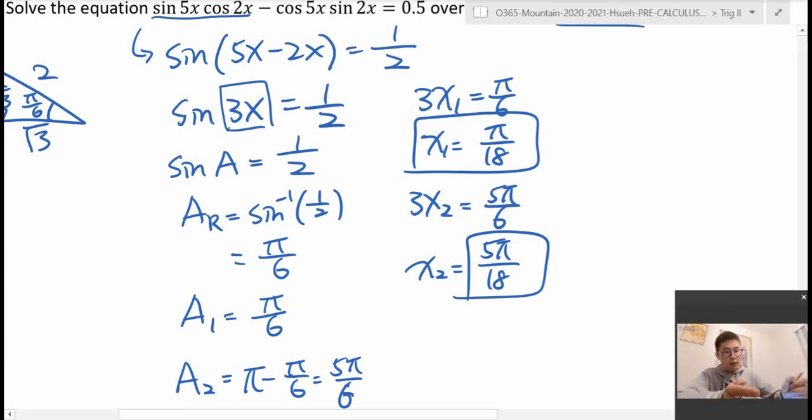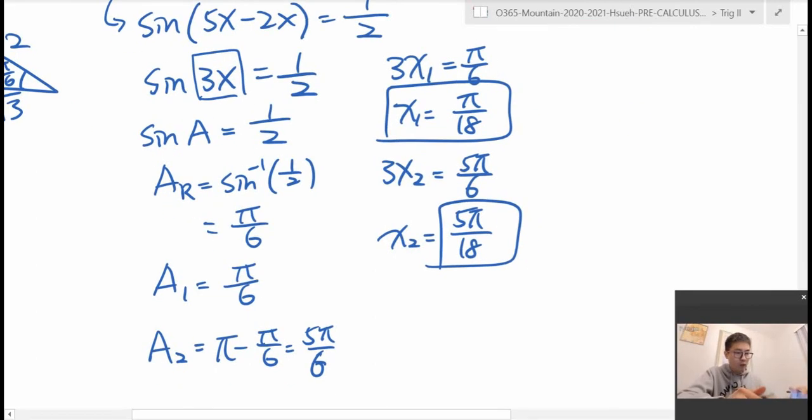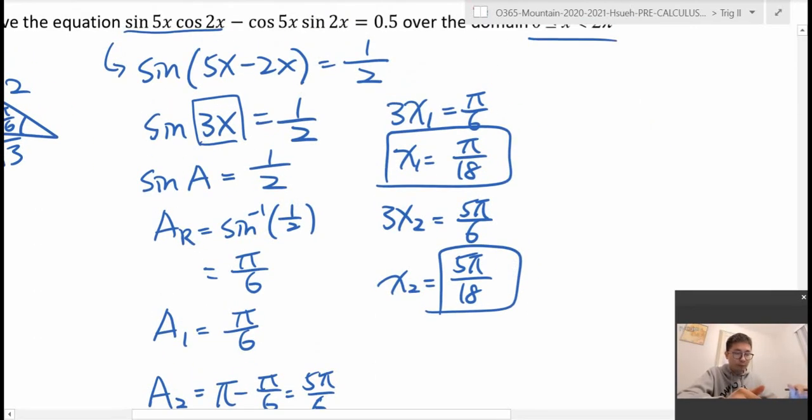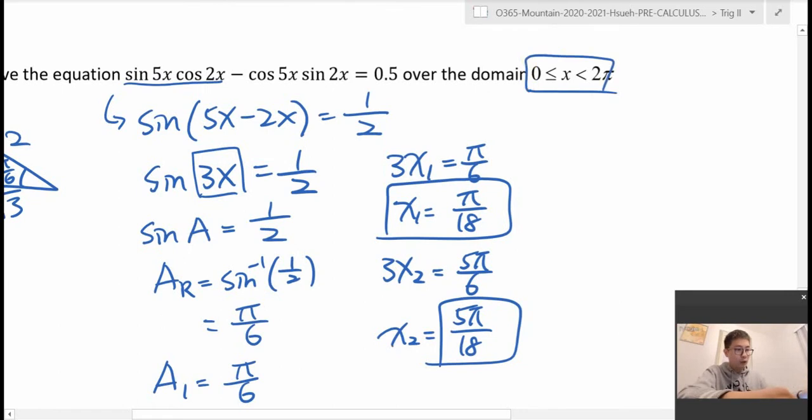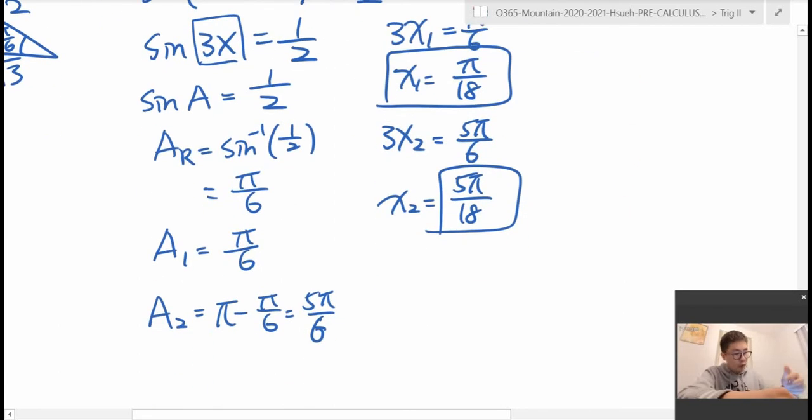Because it's 3x, it's compressed by a third, and therefore you have 3 times the number of answers. Hopefully that makes sense to you. I think I might have mentioned this in 9.2, I can't remember, but it doesn't matter. You just need to keep adding the period until you go outside of the domain, then you know that's when you need to stop. So we're going to get more answers.